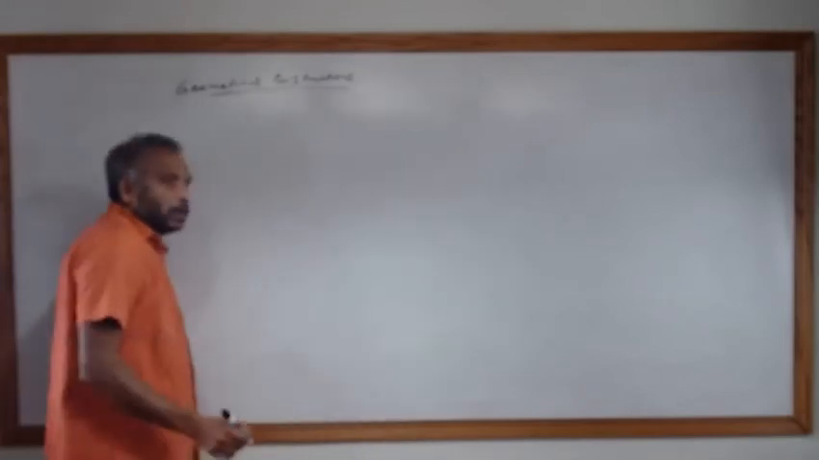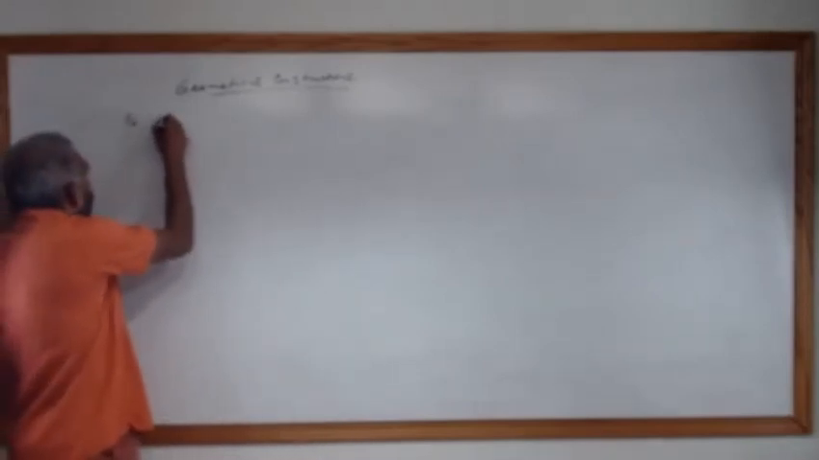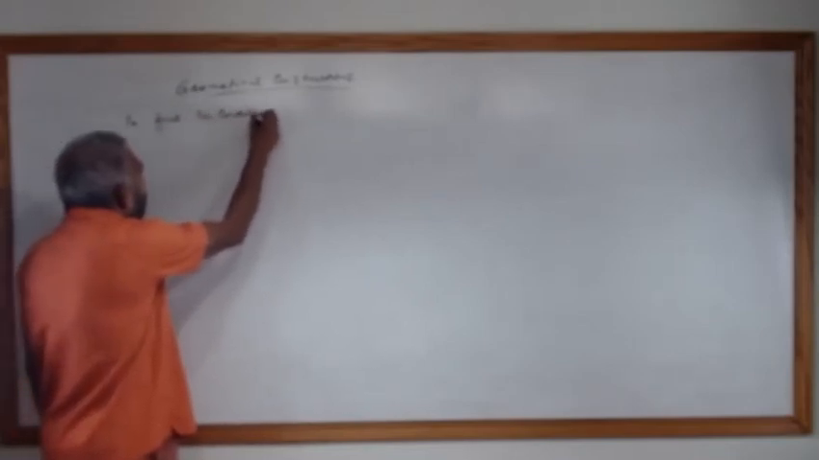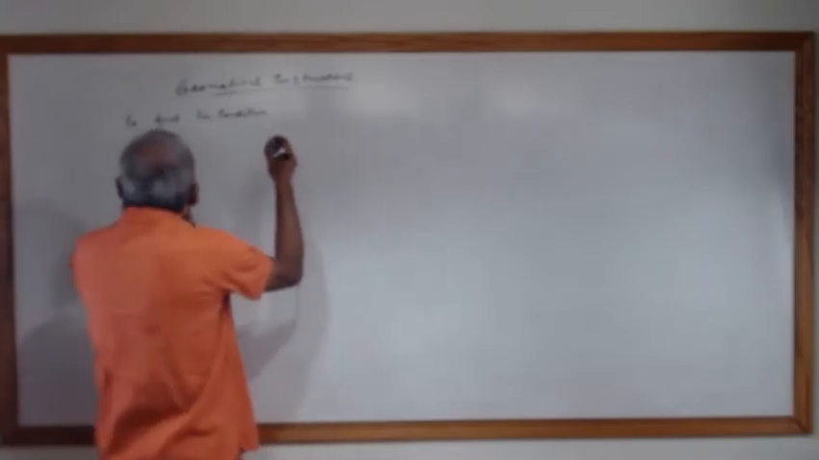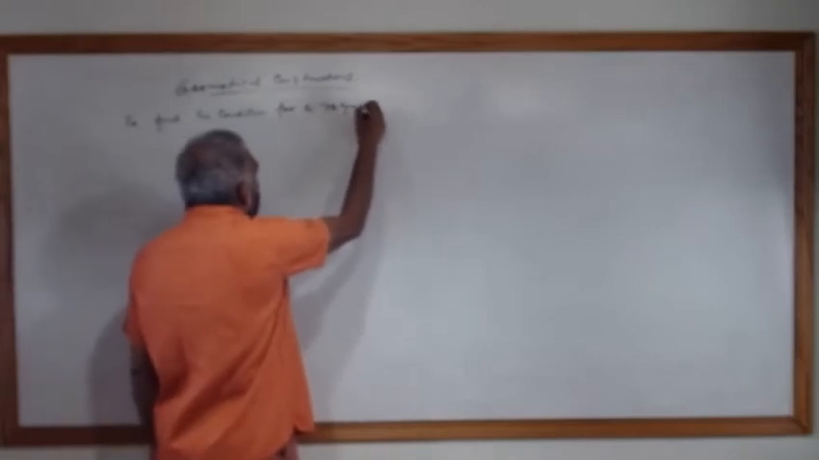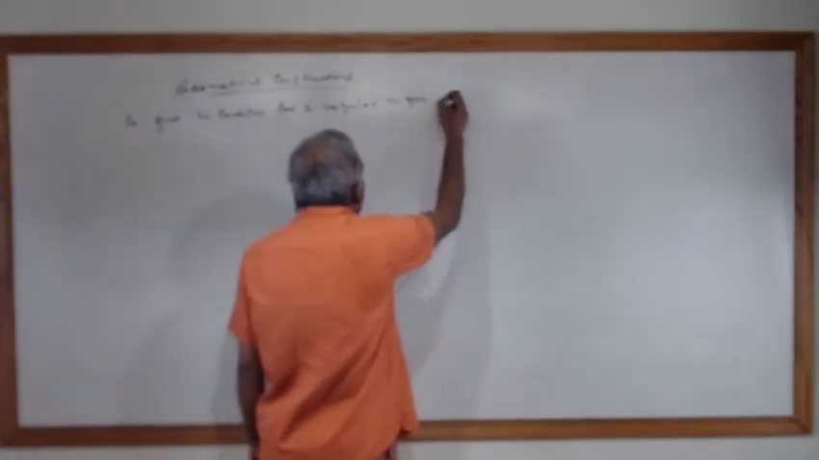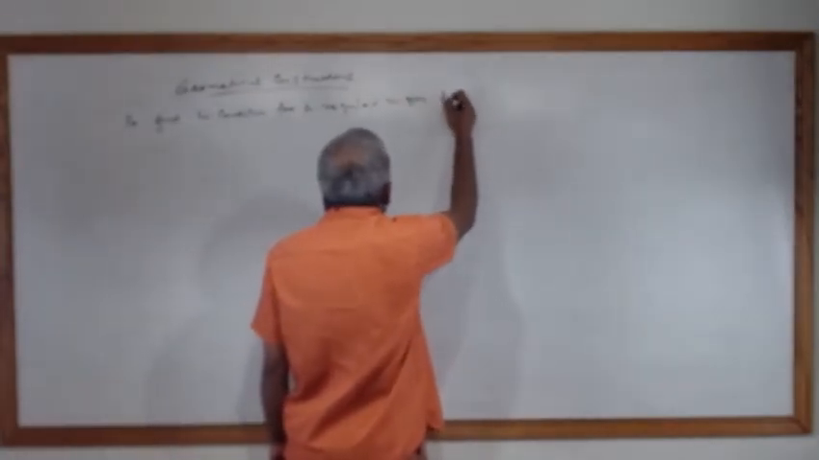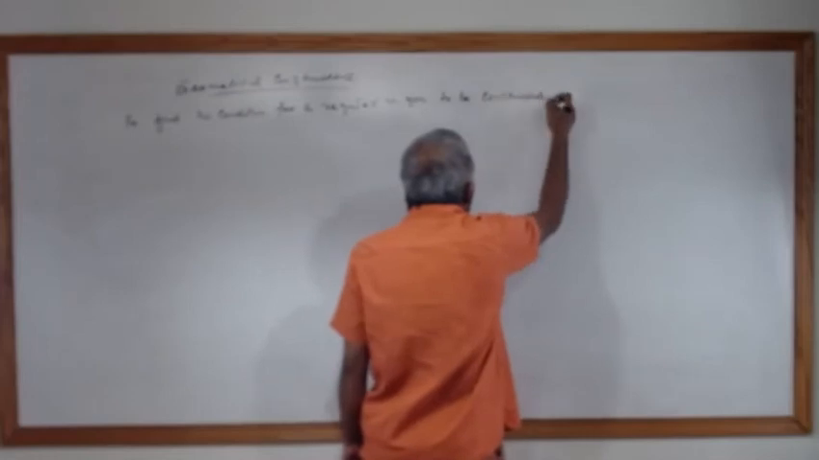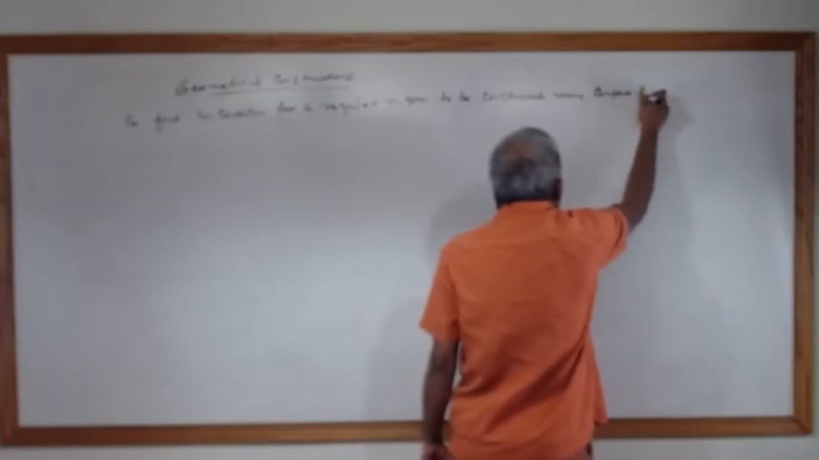Our question is to find the condition for a regular n-gon to be constructed using compass and straight edge.